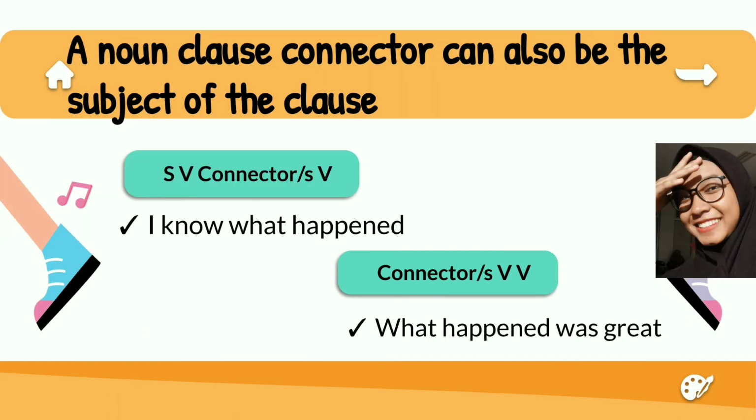A noun clause connector can also be the subject of the clause. There are two structures in which, after the connector, there's no subject but the connector acts like the subject. For example, subject, verb, connector, verb. I know what happened. I is the subject, know is the verb, what is the connector and the subject, happened is the verb. So what happened is the noun clause. The second one, connector or the subject, verb and verb. What happened was great. What is the connector. Happened is the verb, was is the verb. So what happened is the noun clause.